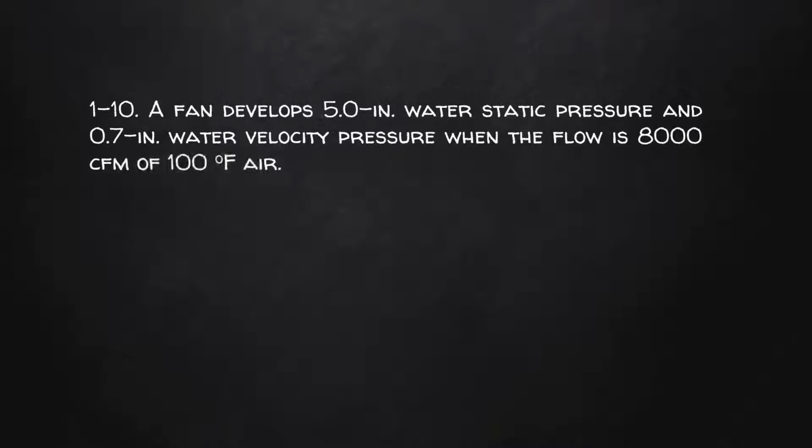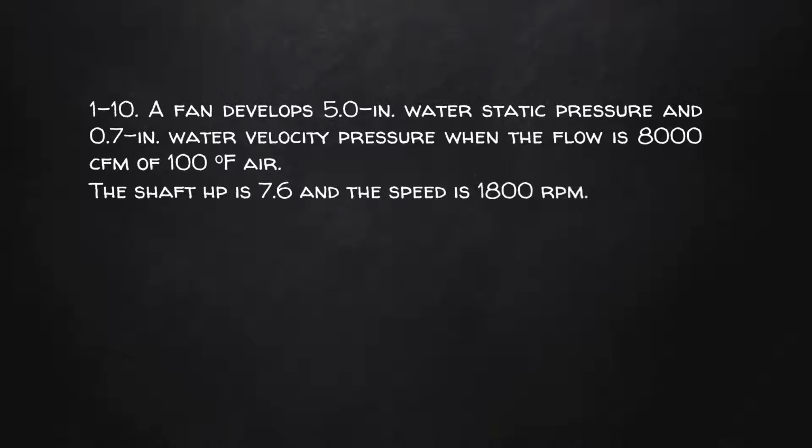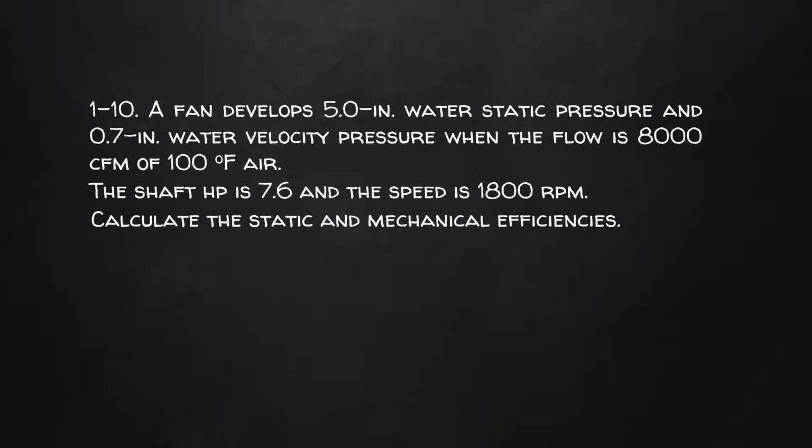A fan develops 5.0-inch water static pressure and 0.7-inch water velocity pressure when the flow is 8,000 cfm of 100 degree Fahrenheit air. The shaft horsepower is 7.6 and the speed is 1,800 rpm. Calculate the static and mechanical efficiencies.